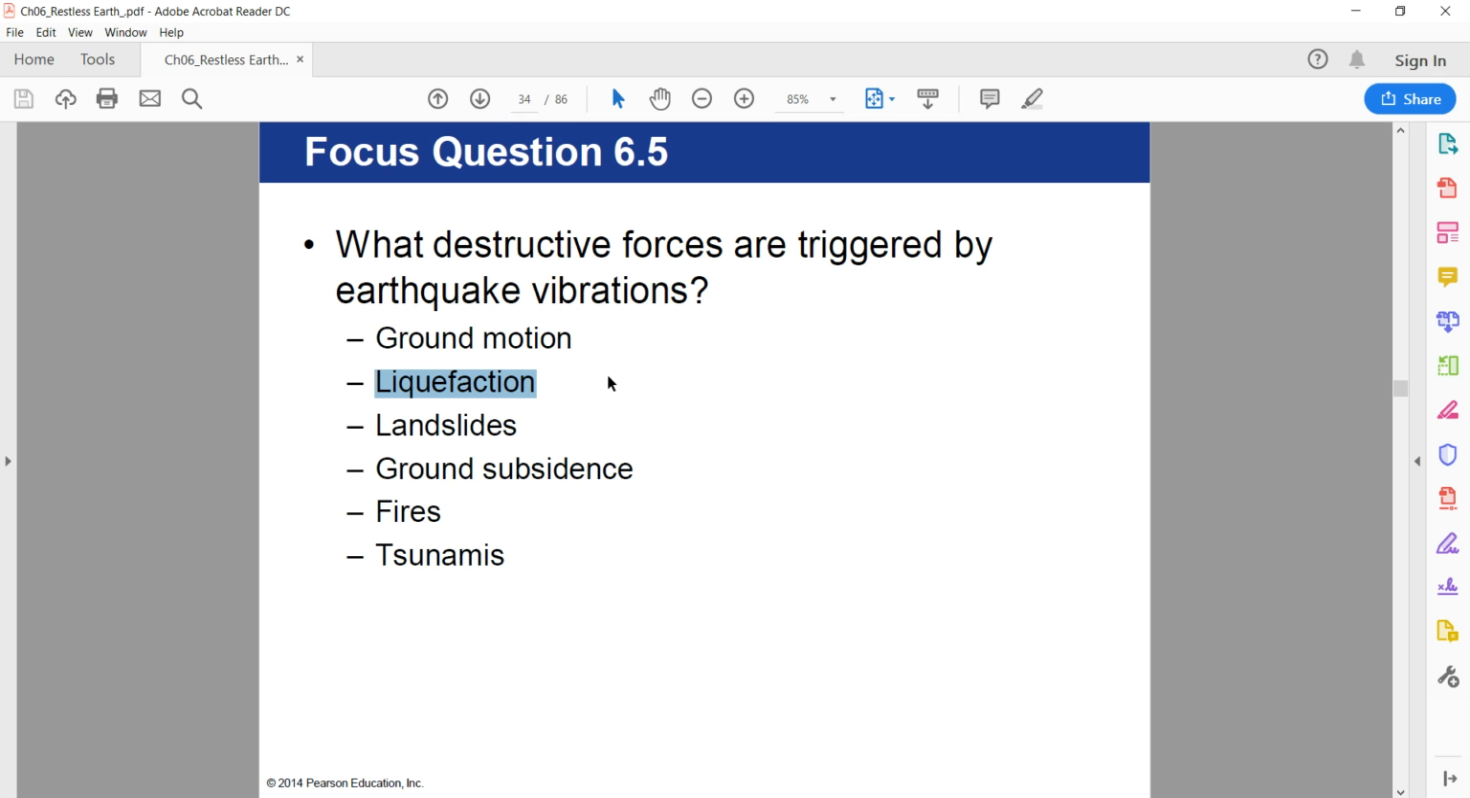Fires are kind of a secondary event, because now we have lots of these gas pipelines that are buried under the ground, and due to these earthquake events, these pipes can be damaged and the gas will be released, and that can cause some fire.